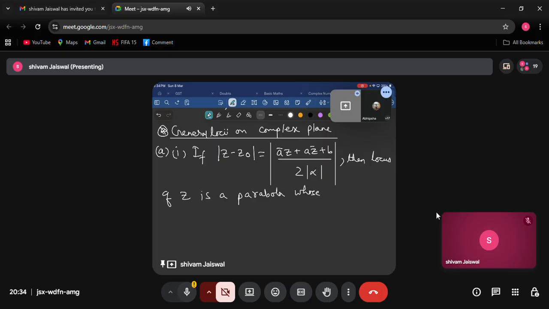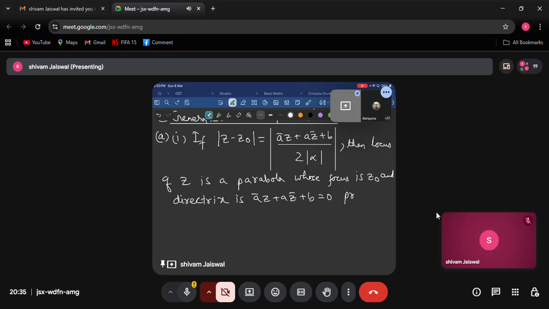Whose focus is z naught and directrix. What is the equation of the directrix by looking at it? A bar z plus a z bar plus b equal to 0, provided that a bar z naught plus a z naught bar plus b is not equal to 0. That means z naught should not lie on the straight line. Do you remember? Locus of a parabola.